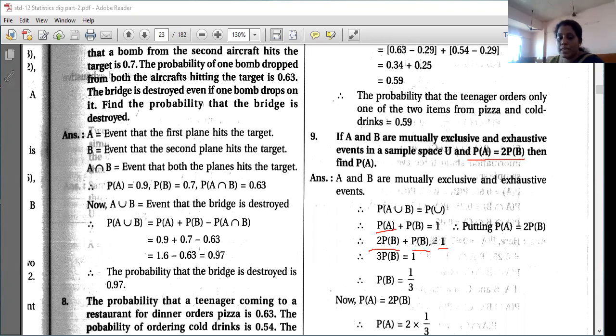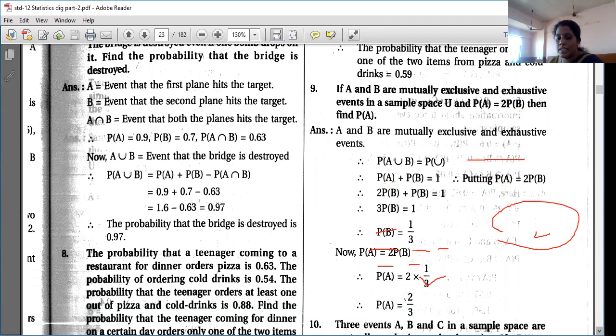So 2 plus 1, 3. 3P of B equal to 1. Then P of B equal to 1 by 3, cross multiplication. Then here it is given P, this value is given, right? So you have to substitute the value of B, that is 1 by 3. So 2 into 1 by 3 is 2 by 3. Okay, so what is the value of P of A? That is 2 by 3.